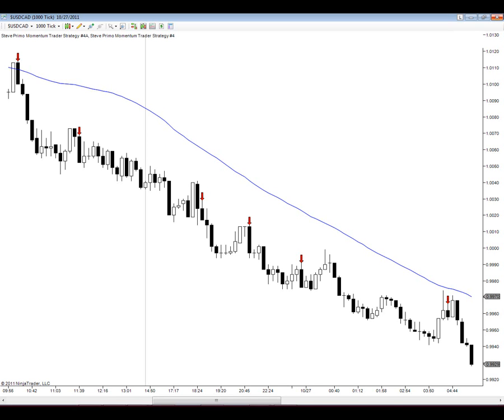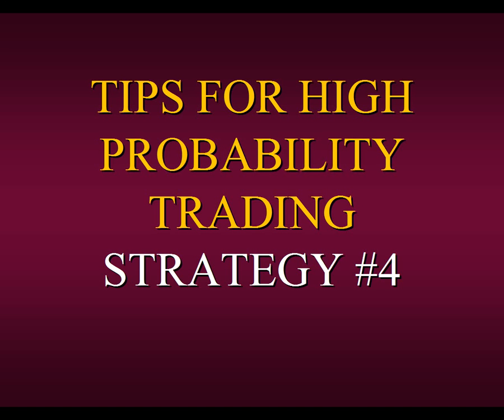But I want to share with you some tips for high probability trading of strategy number 4. It's not just enough to get an up arrow or a down arrow and simply take the signal. As we said, not every trade is going to be a profitable one, but there are some high probability environments for you to take the trade. That way you can discern and decide for yourself which trades and which signals to take.